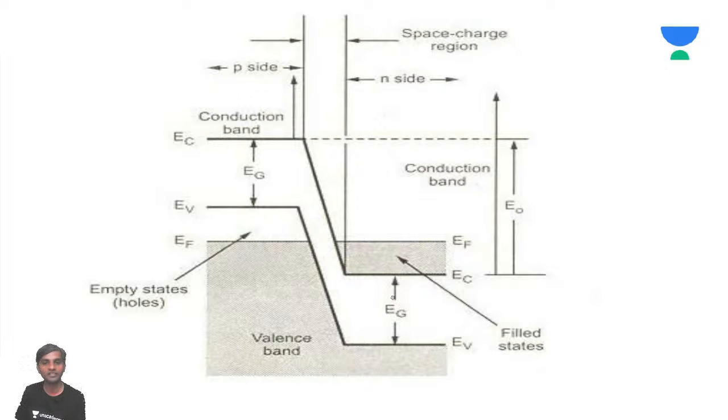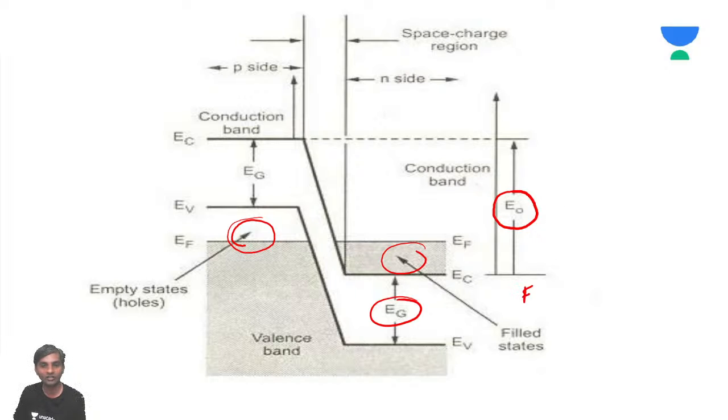This is Eg. This E naught is very high when compared with Eg. Because of that, there is no charge carriers flow. So this is the empty state, and this is the filled states for the conduction band.